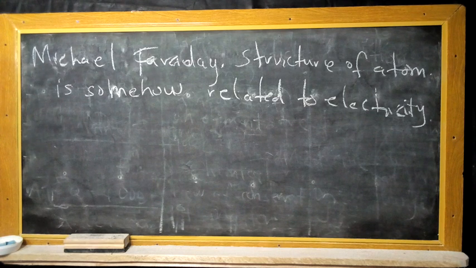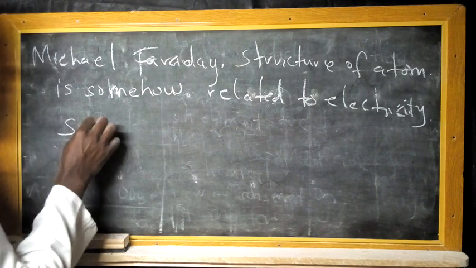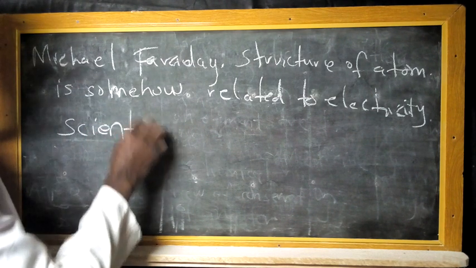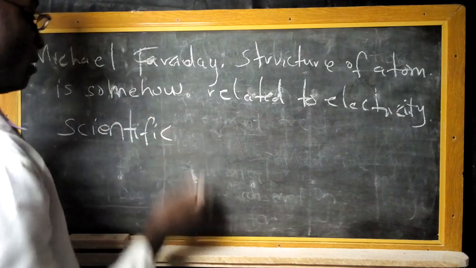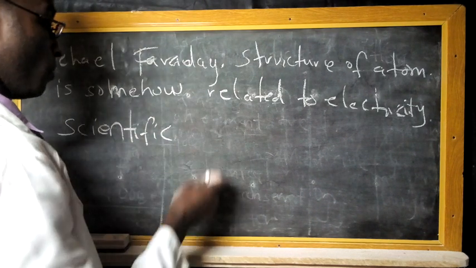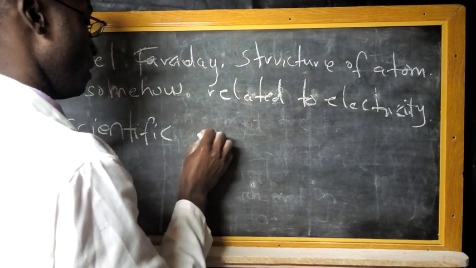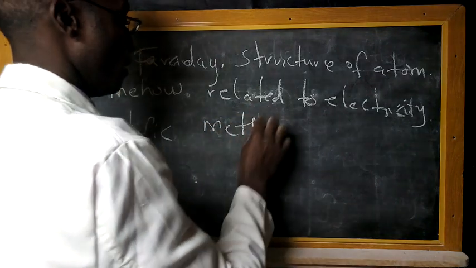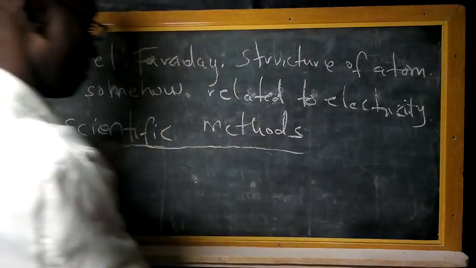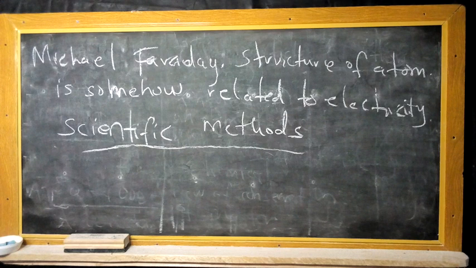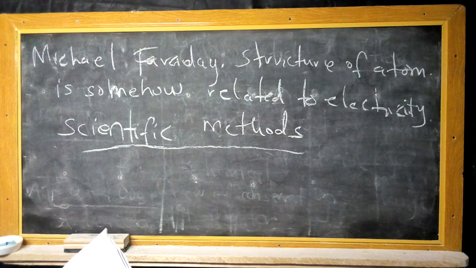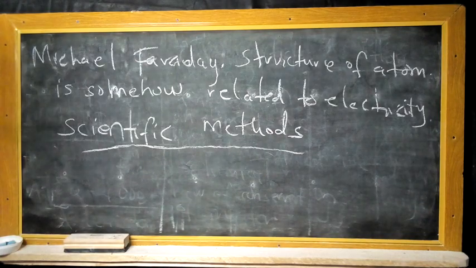Now, by scientific methods, I refer to observations, experiments, theories, and maybe they came up with principles. So in actual sense, this one performed an experiment. So this scientist by the name J.J. Thomson discovered, after performing an experiment, that atoms have negative particles, which he referred to as electrons.